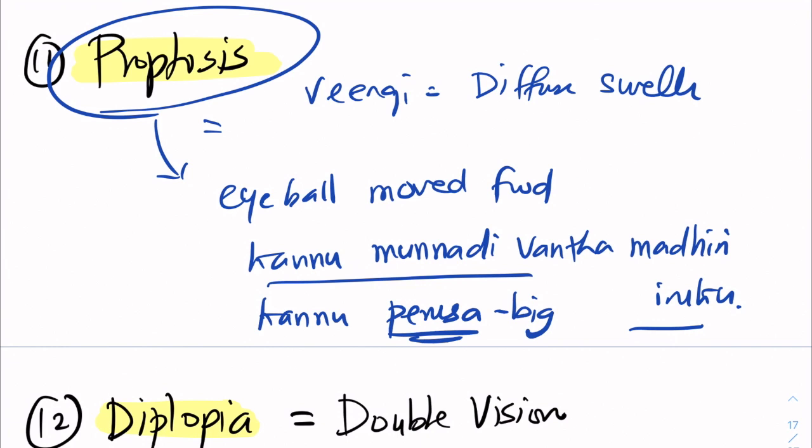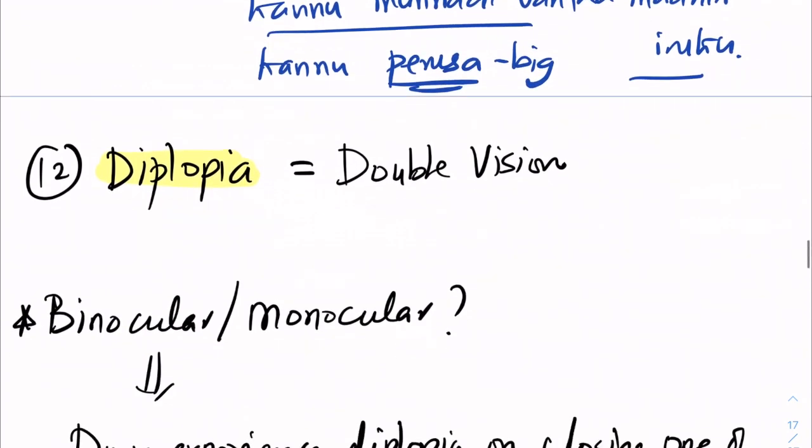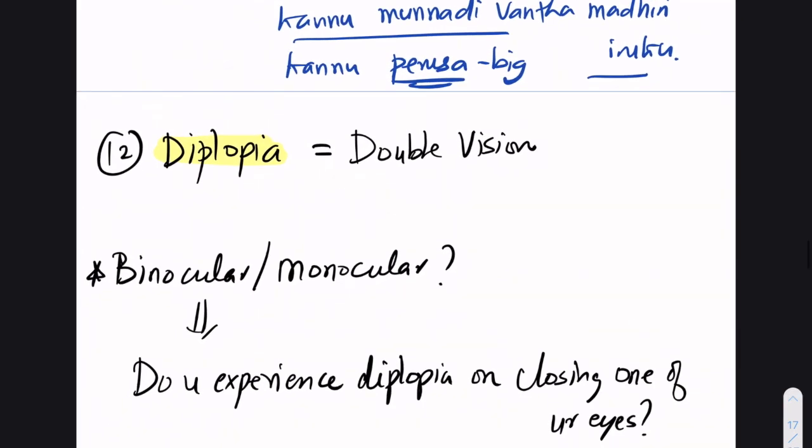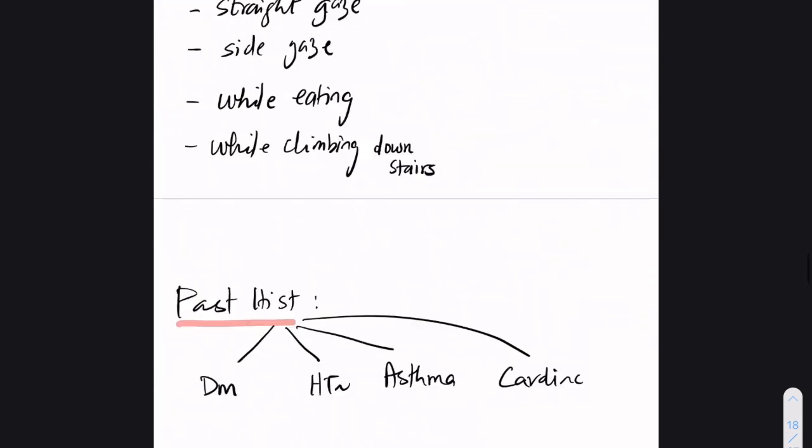Drooping is kannu chinnada irka, meaning has your eyeball become short or small. Proptosis is the opposite of it. The lids are going to get retracted, so there's going to be this prominence of the eyeball. So kannu perusa irka, have your eyes become big. Okay, we have a couple more. I think we have diplopia to go, then we'll go to past history.